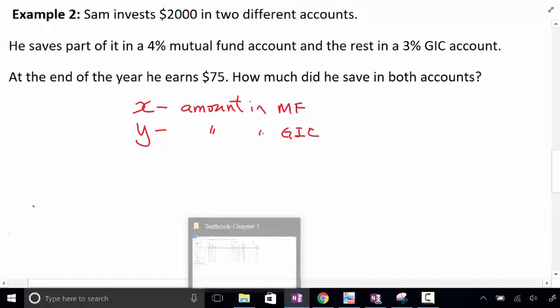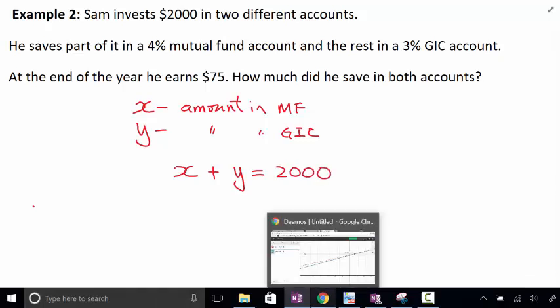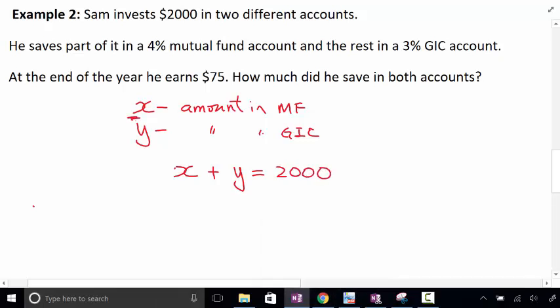Now, is this going to be a y equals problem, or is this going to be a mixture problem? Yeah, this is a mixture problem, right? So, you're going to have x. Usually, the easiest one is going to be x plus y is equal to some amount. In this case, what is it going to be? 2,000. Okay. How much he puts in the mutual fund plus how much he puts in the GIC is going to equal a total of $2,000.